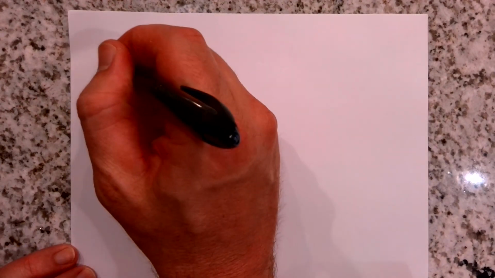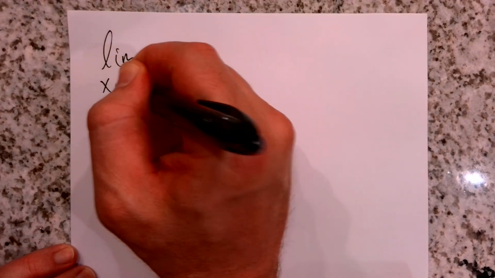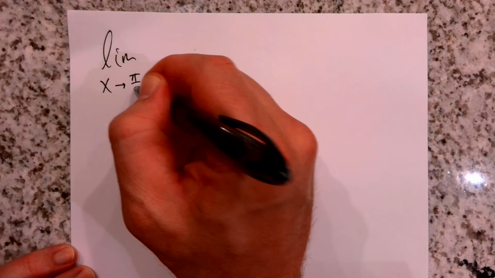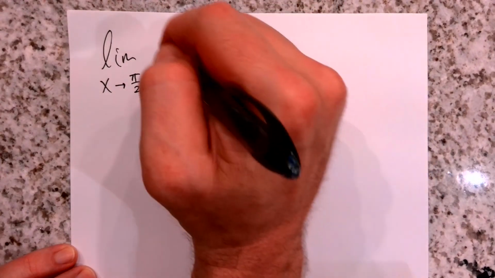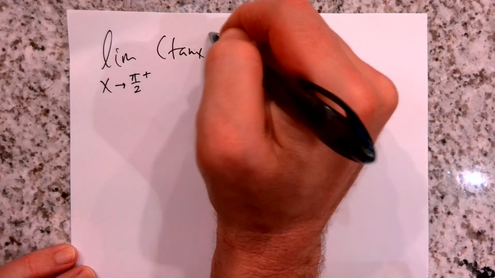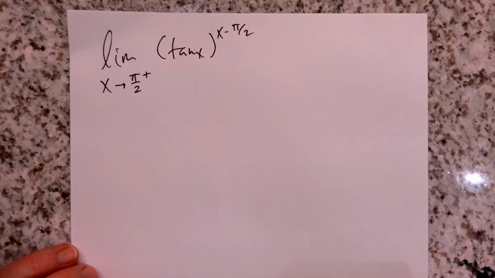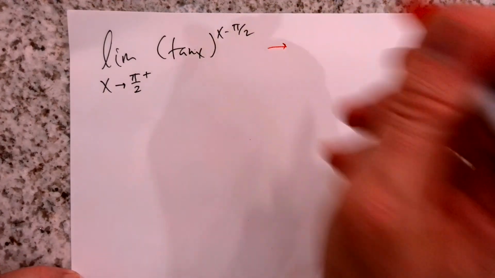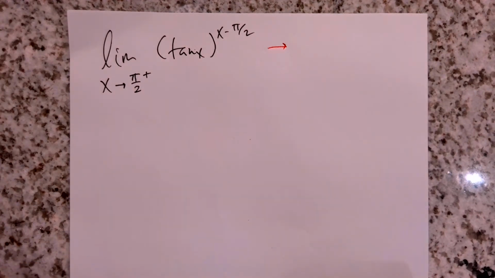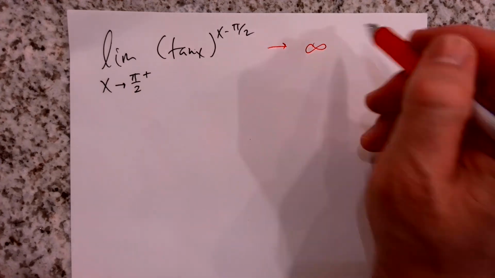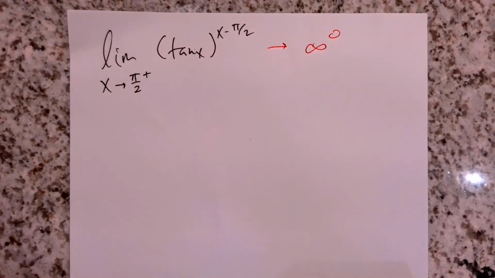As our last example, the limit as x approaches pi over 2 from the right side of tangent x raised to the x minus pi over 2 power. You plug pi over 2 into this. Tangent of pi over 2 from the right is positive infinity. Pi over 2 minus pi over 2 is 0. Indeterminate. There's an exponent involved, so we let a equal the answer.